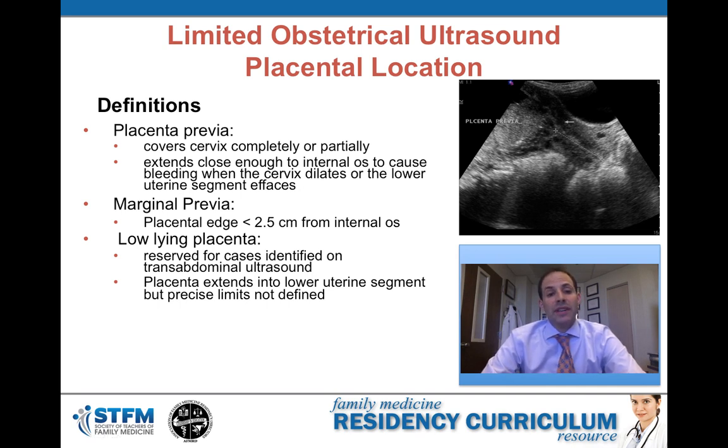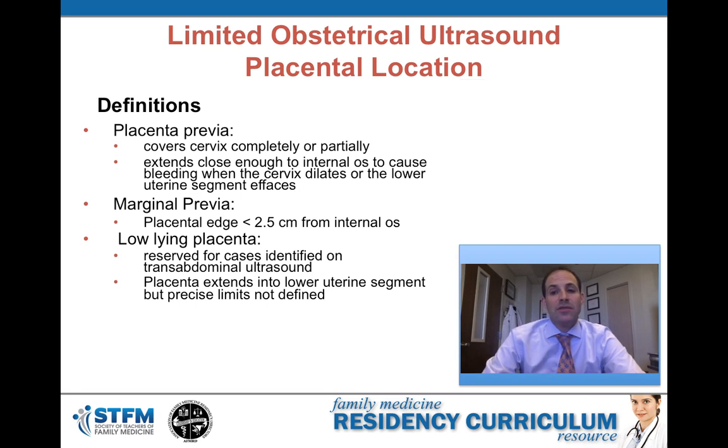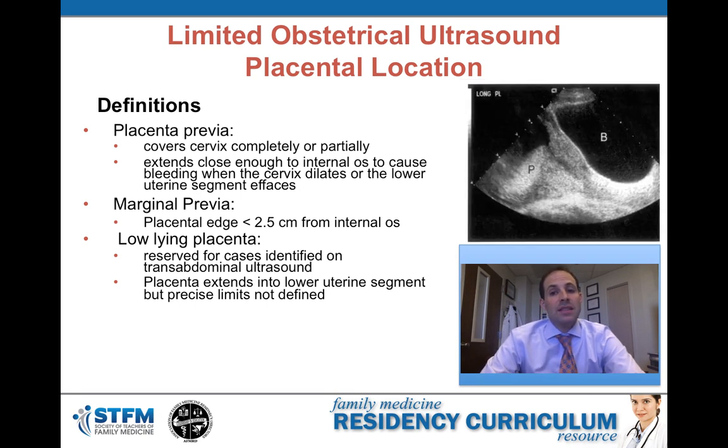A marginal previa is a placenta that has an edge that extends within 2.5 centimeters of the internal os of the cervix. This ultrasound picture depicts a marginal previa, and as you can see, the placenta here, labeled P, extends to the edge of the cervical canal, which is this echolucent space here. So if this is the internal os right where the arrow is, that placental edge is very close, if not overlying just a small portion of the internal os.